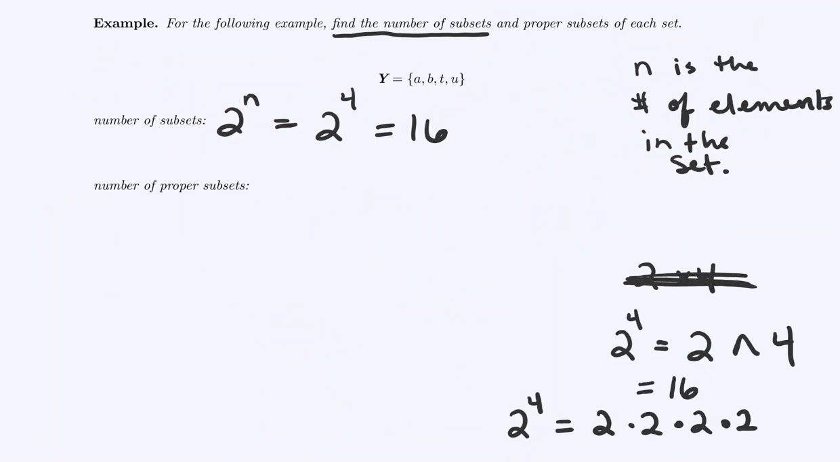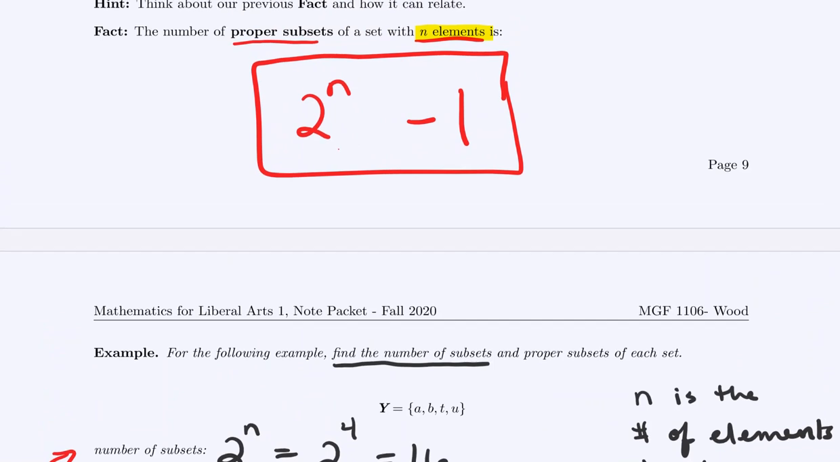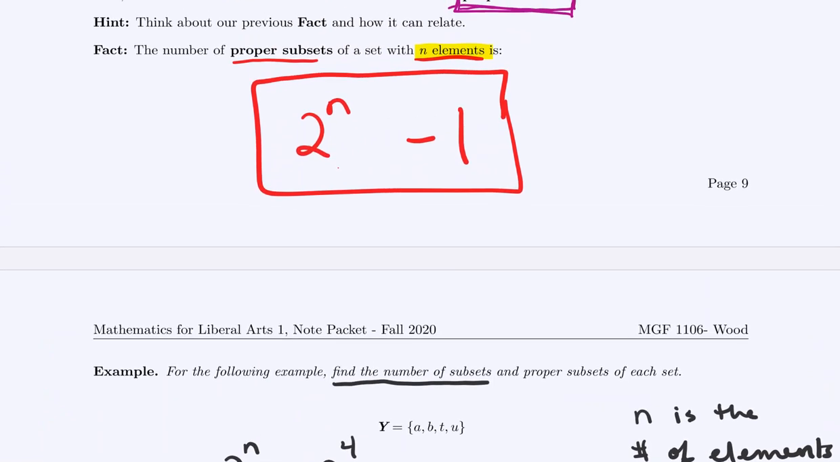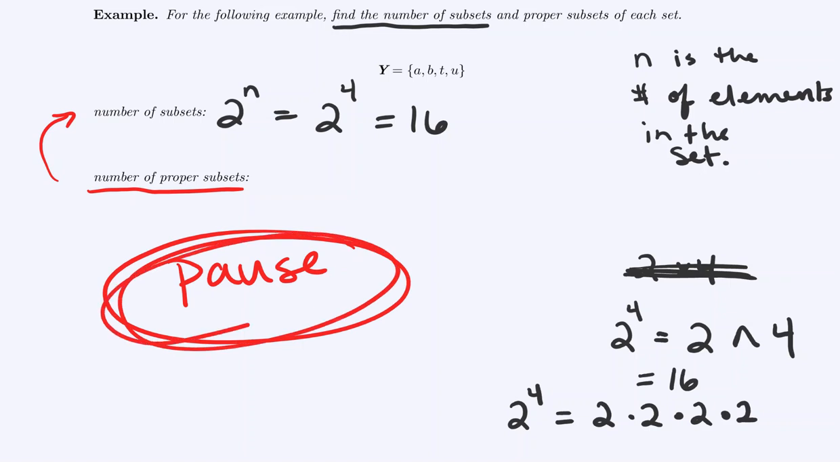We already found the number of subsets. Now let's find the number of proper subsets. And why don't you actually pause the video here and attempt it on your own based on what we already found here and our formula for the number of proper subsets on our previous page. Okay, when you're ready, unpause the video and you'll see it discussed for you.